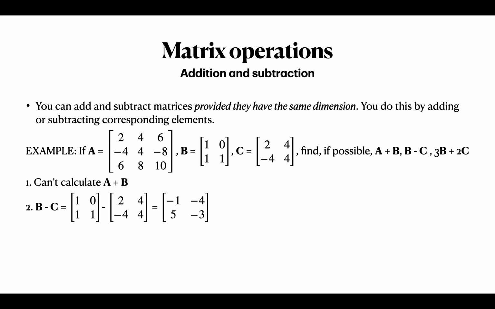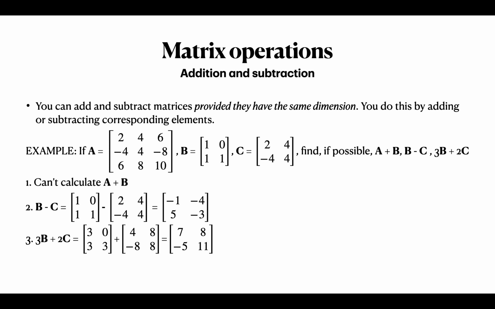Now, the last thing I'm asking you to do here, guys, looks difficult, but really it's just so easy. I'm asking you to multiply B by 3, C by 2, and add them. Now remember what 3B means. It means you take B and you multiply each of the elements by 3. And that's what you get there. 2C means you take C and you multiply each of the elements by 2. And that's what you get there, 4, 8, minus 8, 8.